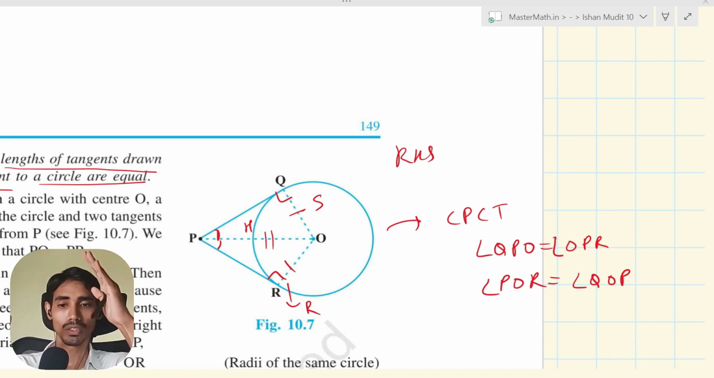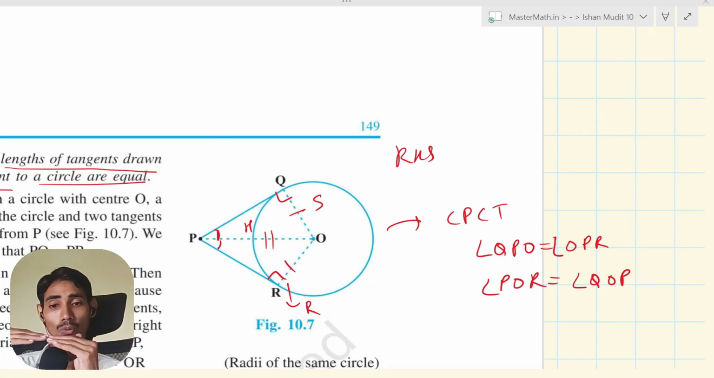set of tangents. So OQ and OR are of course radii, so OP is the same thing. But basically, it's this line joining the center and the external point from where we are drawing these two tangents. That line would bisect these two angles, angle P as well as angle O, QOR and QPR. It bisects this.